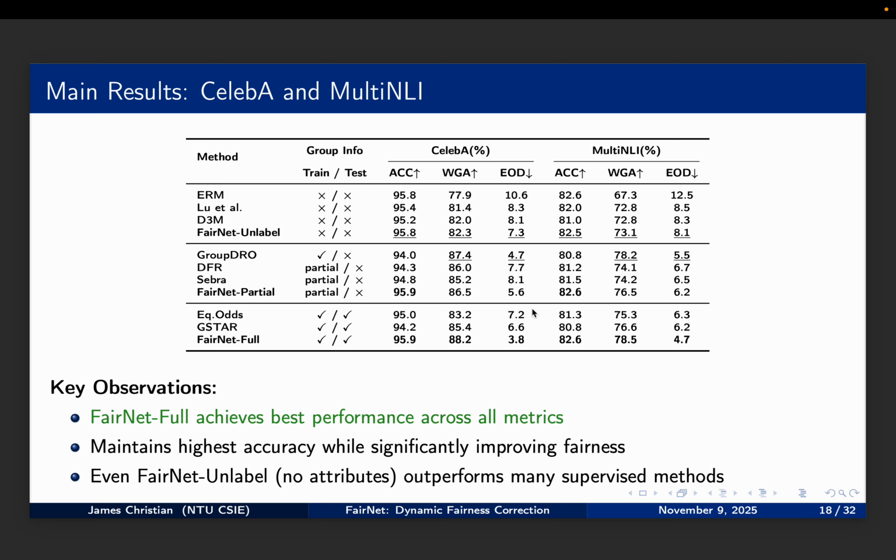the highest accuracy. For full access, FairNet 4 achieved 96% accuracy, 88% worst group accuracy, and 4% equalized odds difference on CelebA. On Multi-NLI, it achieved 83% accuracy, 79% worst group accuracy, and 5% equalized odds difference. These are state-of-the-art across all metrics. The key observation is FairNet 4 achieves the best performance across all metrics. It maintains the highest accuracy while significantly improving fairness. Even FairNet on label with no attributes outperforms many supervised methods.